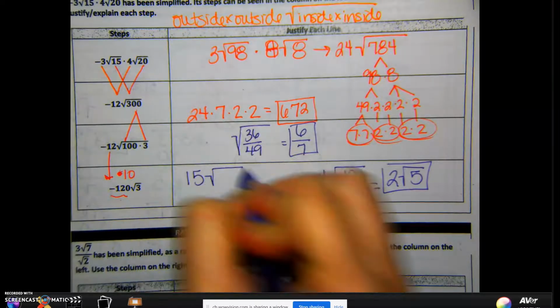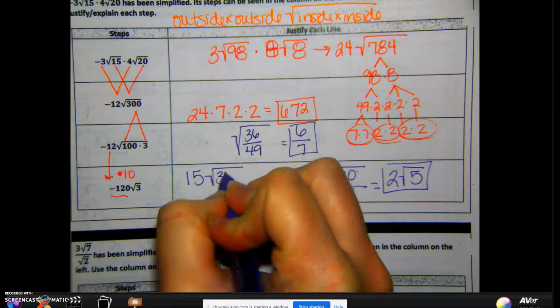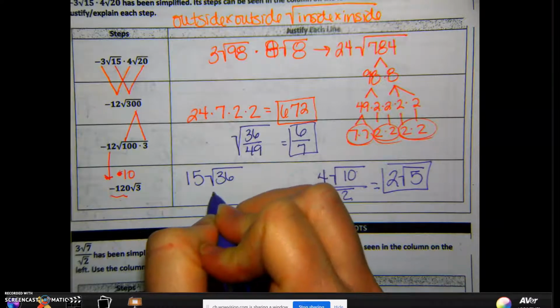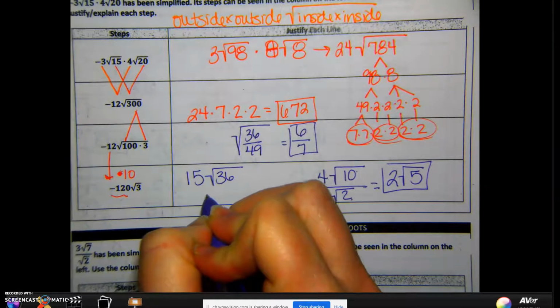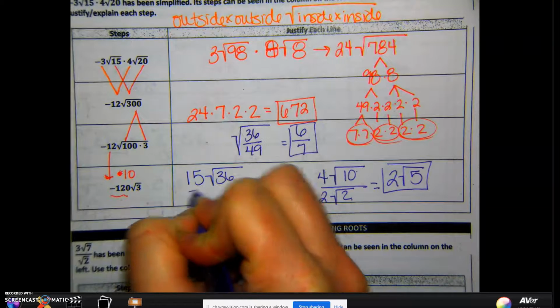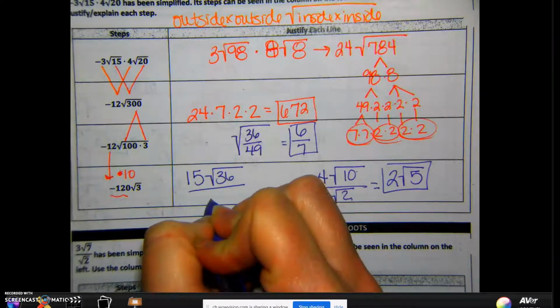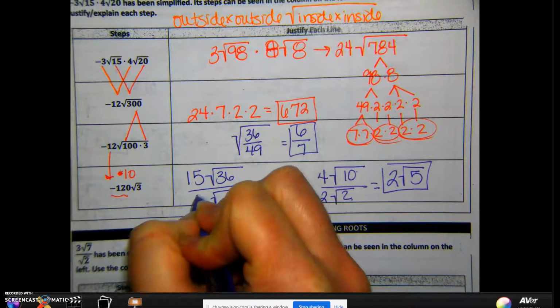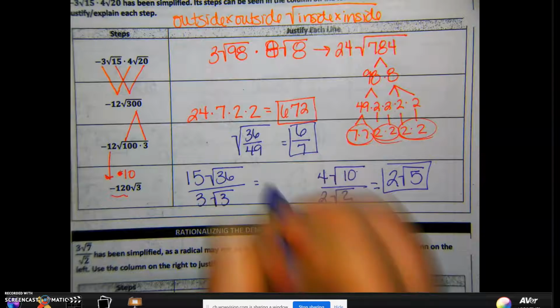15 square roots of 36 divided by 3 square roots of 3. Try that one on your own.